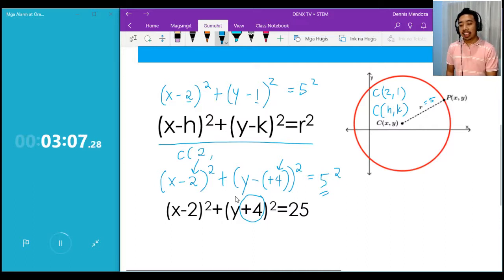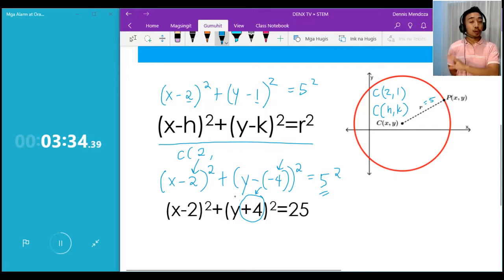Okay? And our k is, hold on, Teacher Dennis made a mistake in writing. Okay? I altered my equation. Okay? Because this is now negative 4. So, I have to rewrite this, it should be negative. Okay? So, negative of a negative 4 is positive 4.